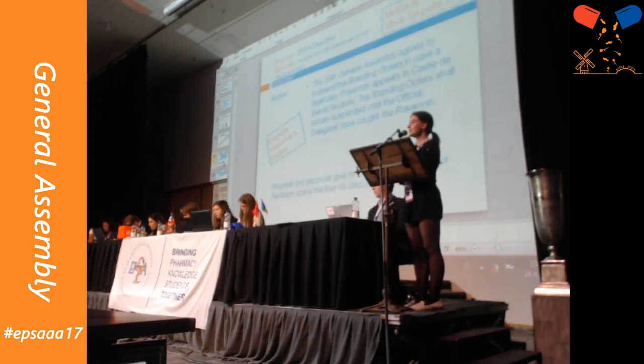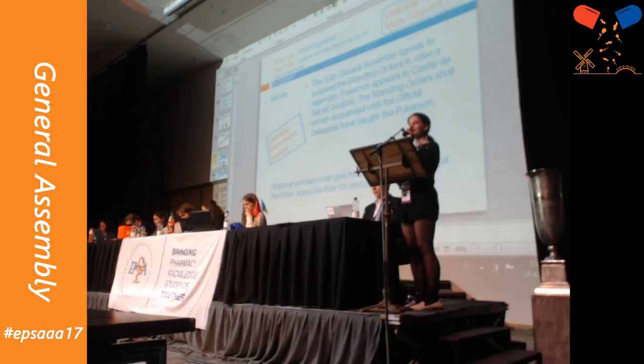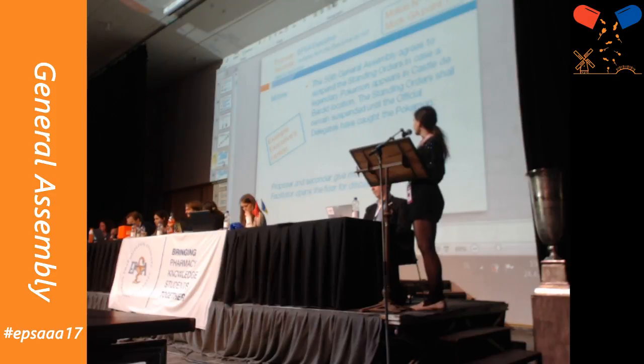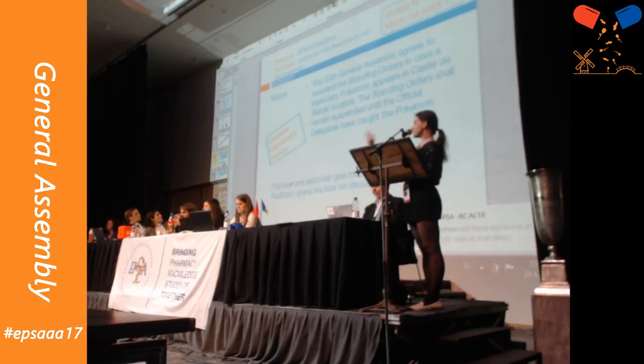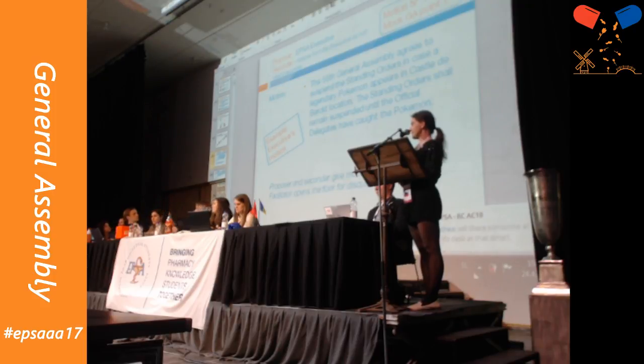And now we'll move to the fun part of the mock GA, which are two mock motions. The first is kindly proposed by the EPSA executive, and as you know, the executive motions do not need seconders, so that is why we do not have a seconder for this particular motion. It was especially motivated by our president, and it reads: the 55th General Assembly agrees to suspend the standing orders in case a legendary Pokemon appears in the Castle the Bird location. The standing orders shall remain suspended until the official delegates have caught the Pokemon. And I will now give the word to the executive to propose the motivation behind their motion, so please, Chad.